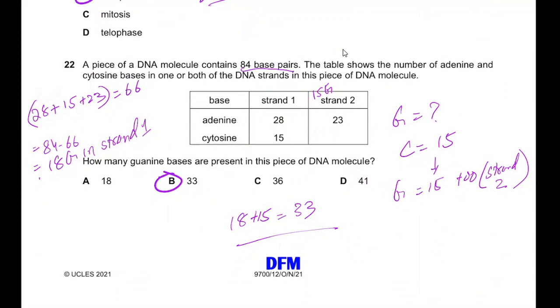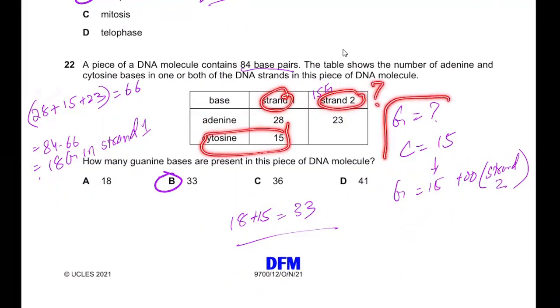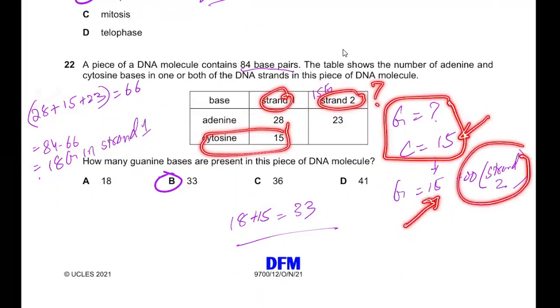A piece of DNA molecule contains 84 base pairs. Now 84 base pairs mean that this is a double-stranded DNA. The table shows the number of adenine and cytosine bases in one or both the strands of the piece of DNA molecule. So bases strand 1 and strand 2, adenine are 28 and 23 respectively. What about cytosine? Cytosine are given 15 on strand 1. Now, if 15 cytosine are on strand 1, how many guanine should be there on strand 2? We know guanine and cytosine are complementary to each other. If one strand is having 15 cytosine, it should have 15 guanine on the other strand to complement 15 cytosine.